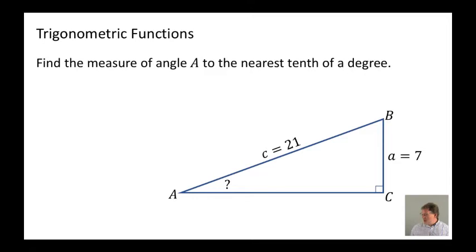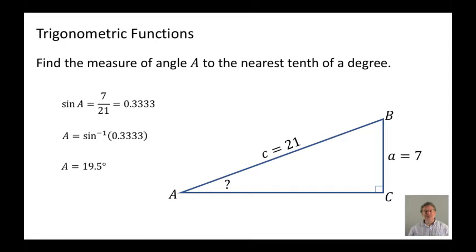Sine is equal to opposite over hypotenuse, so the equation that we can write here is the sine of A is equal to 7 over 21. 7 over 21 is just 0.3333. And if we plug 0.3333 into the inverse sine function, we get an angle measure of 19.5 degrees. You see how powerful this is? We can calculate the size of that angle based upon the lengths of sides. Pretty powerful stuff.